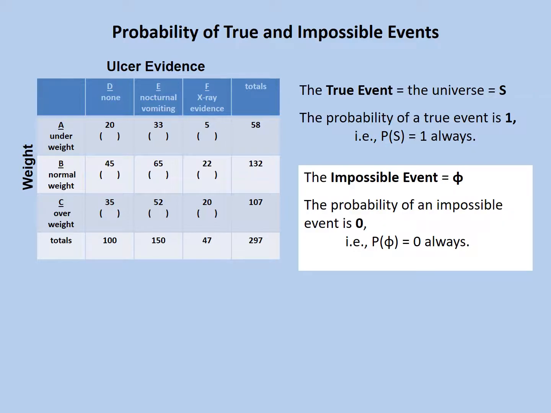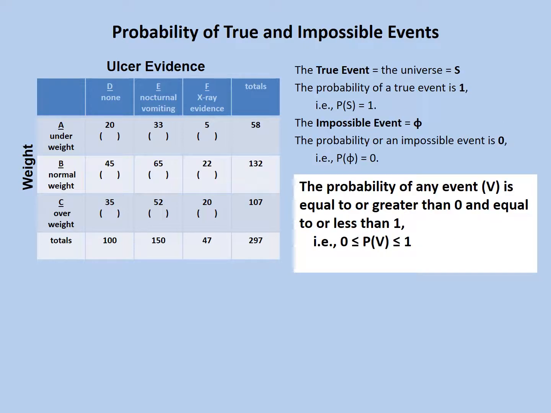The impossible event is an event that can never happen. We often refer to this as phi. The probability of an impossible event is 0, or in other words, P of phi is equal to 0, always. The probability of any event is equal to or greater than 0 and equal to or less than 1. In other words, 0 is less than or equal to P of V is less than or equal to 1 for any event V.